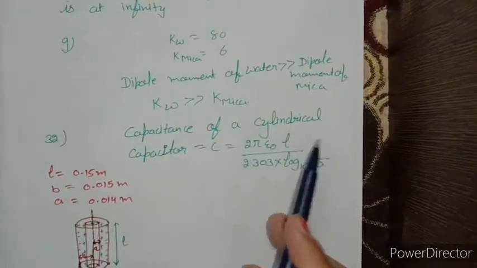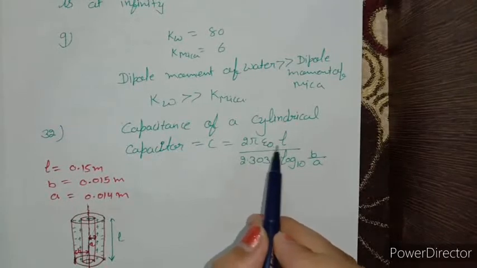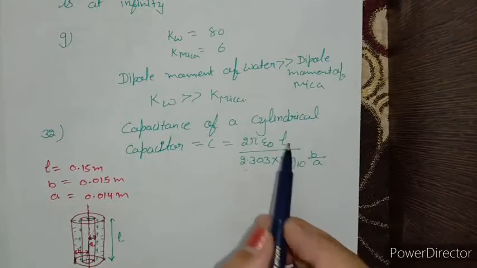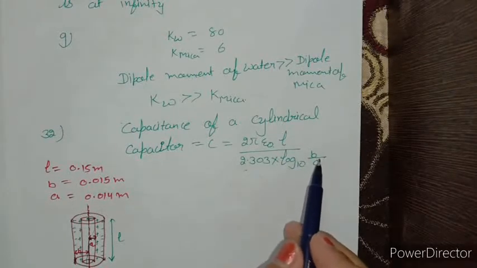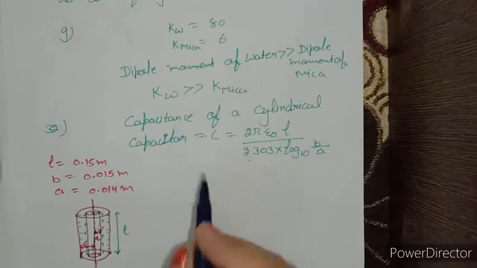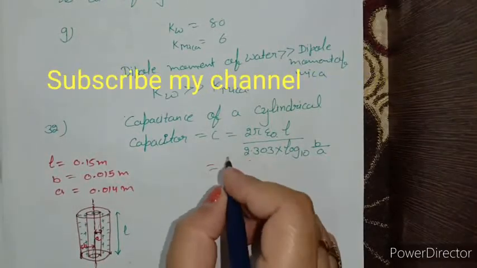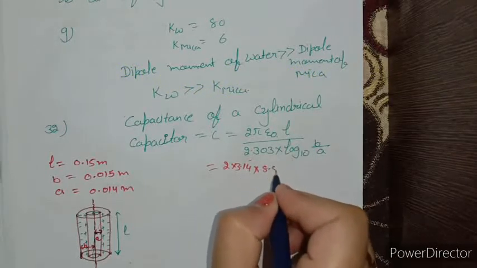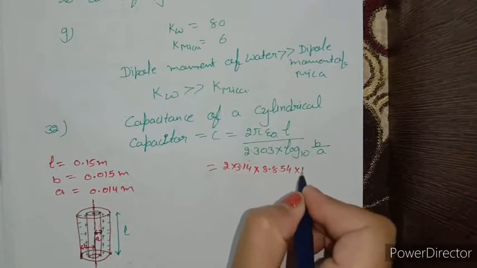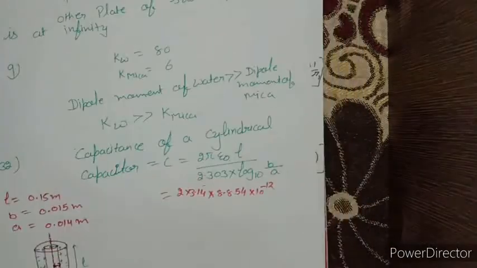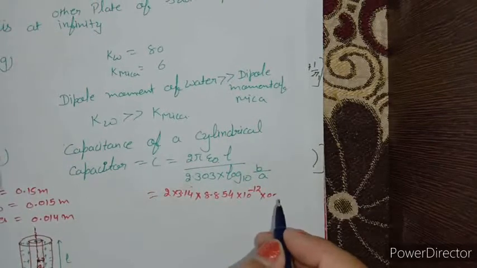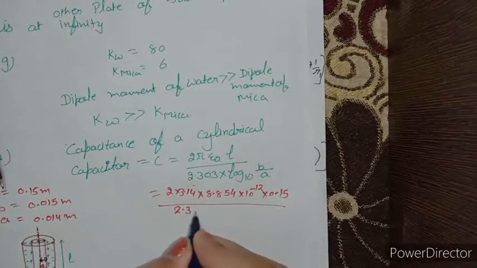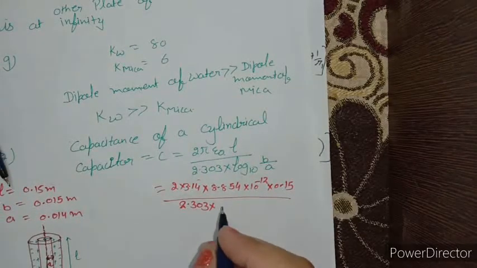So the capacitance of the cylindrical capacitor is given by 2 pi epsilon naught L divided by 2.303 into log base 10 B by A. L is the length of the cylindrical capacitor, B is the outer radius and A is the inner radius. Put all these values in this formula, then we have 2 into 3.14 into 8.854 into 10 raised to power minus 12 and into 0.15 divided by 2.303 into log base 10.